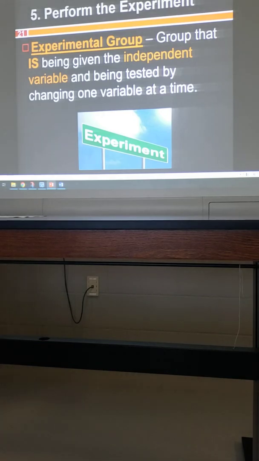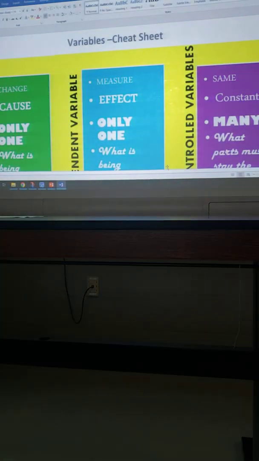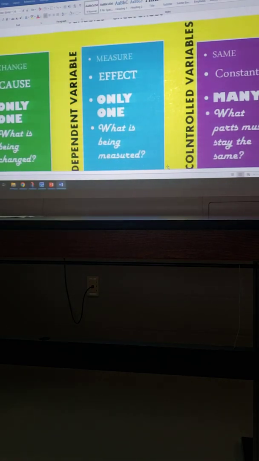Okay, so we're going to stop with the notes there. Okay, I want to take a look at this cheat sheet. This cheat sheet is going to be extremely helpful because a lot of times when we're doing a lab throughout the year, I'll have you identify the independent and the dependent variables and maybe like pick 2 constants that need to stay the same.